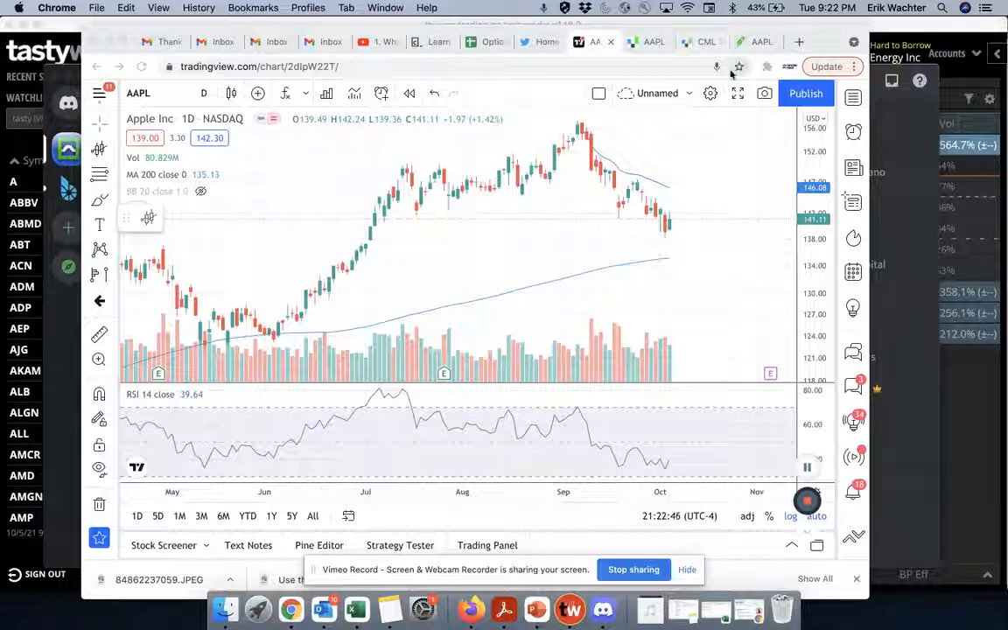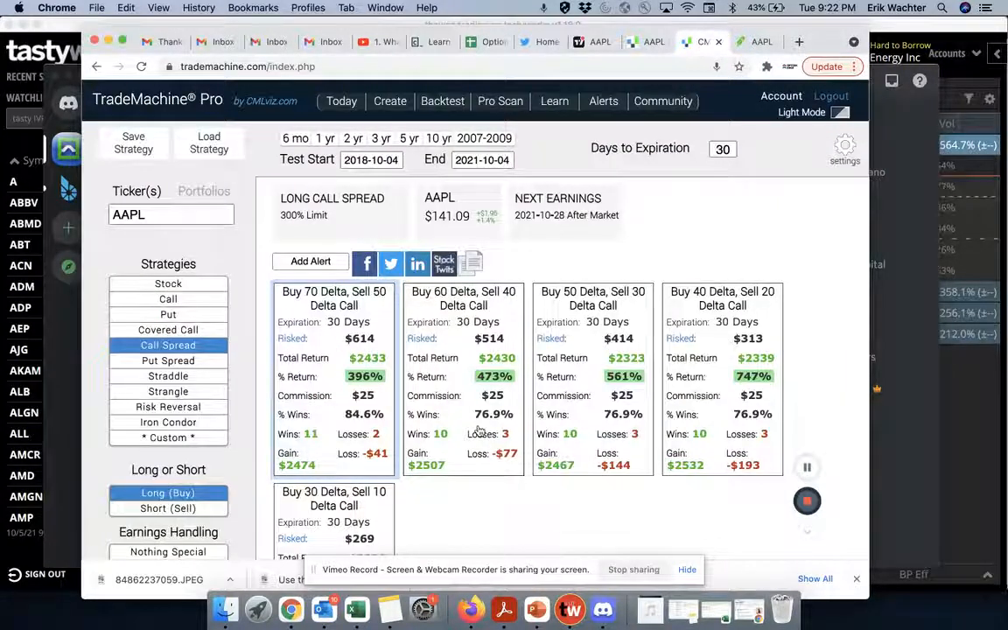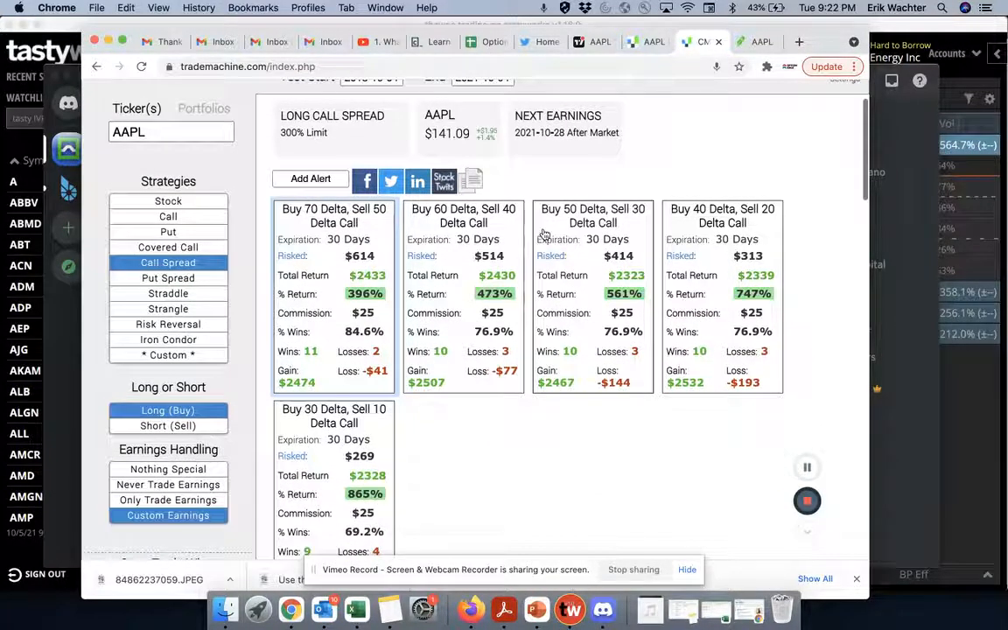So I put on a trade in Apple based off a backtesting result from Trade Machine Pro that I like to use. So I'll show you the backtest, and yeah, let's get into it.